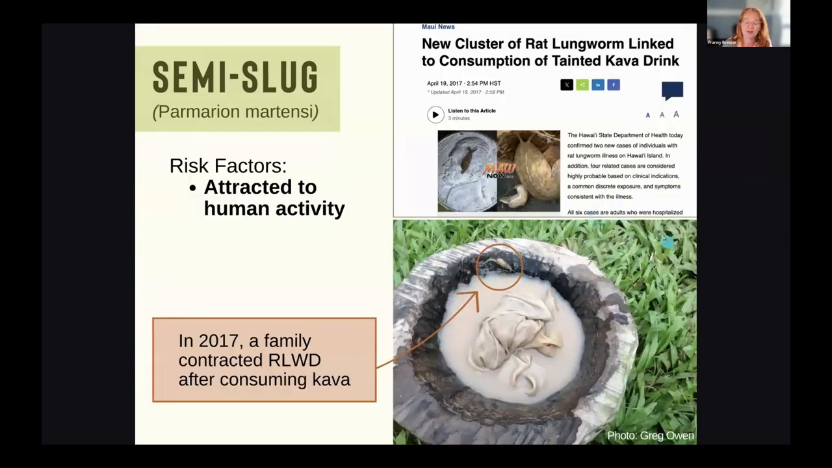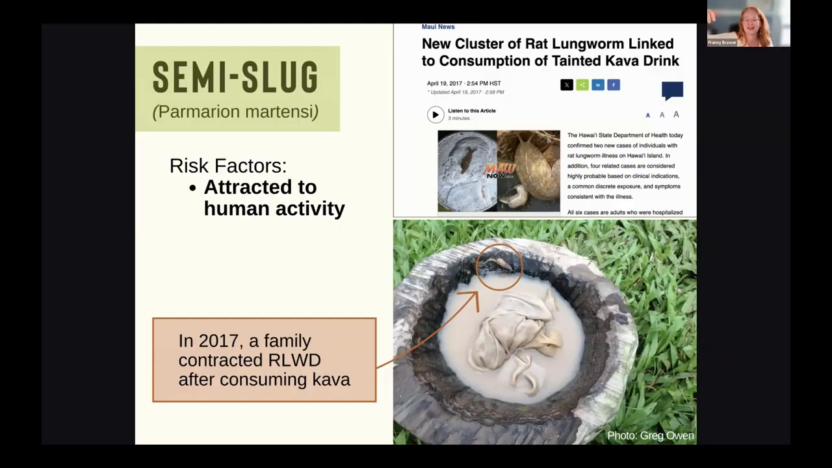So why do we think that is? One of the things is that we think that the semi-slug is attracted to human activity. Most slugs are out in the garden, right? One of the things that happens with semi-slug, and if you live in Puna like I do, you may have noticed this, is that at night, these guys will actually come to you if you're outside. I actually had a barbecue once at my house, and one of my guests got up and ran to the bathroom and he came back and he said a semi-slug was crawling up his leg. So very, very creepy.